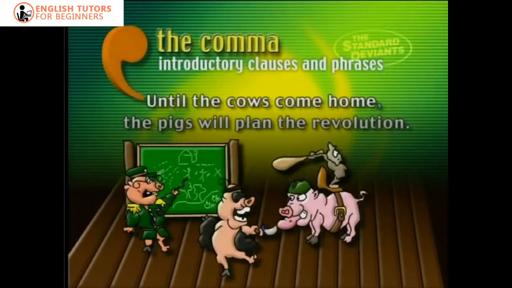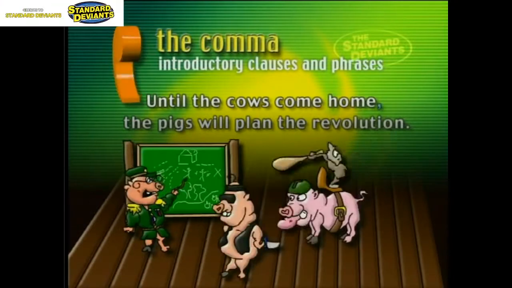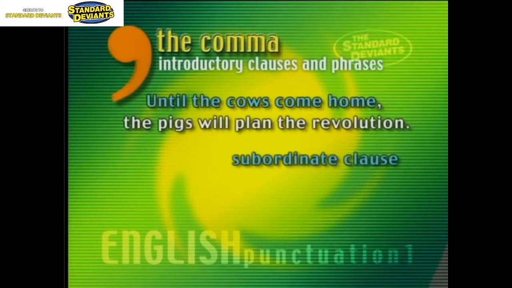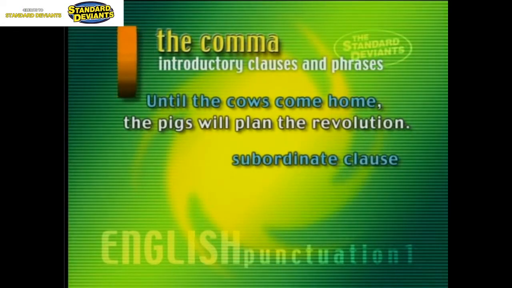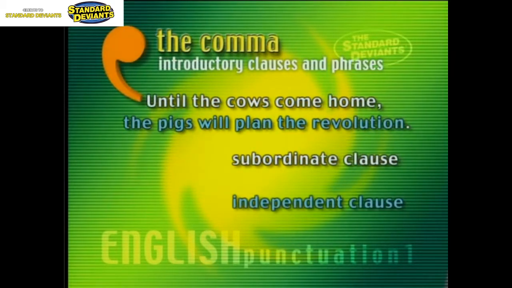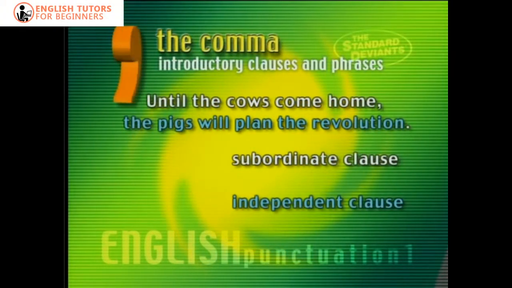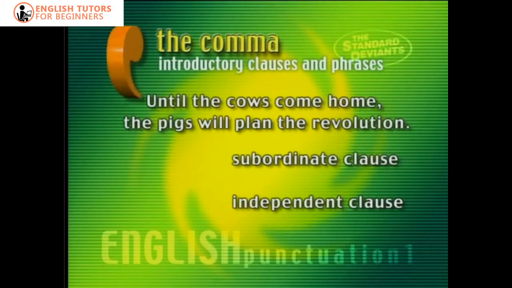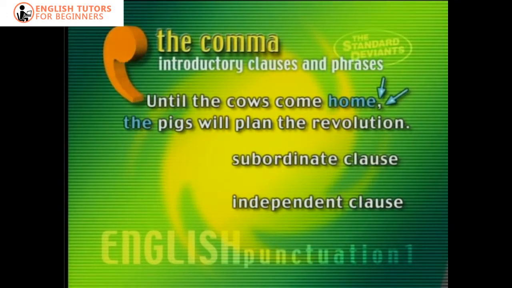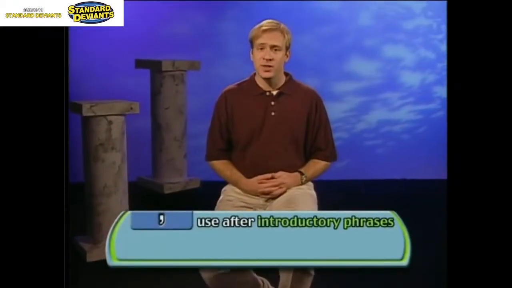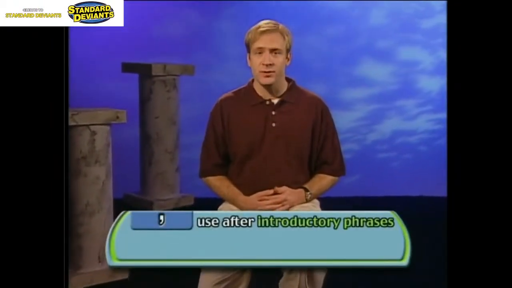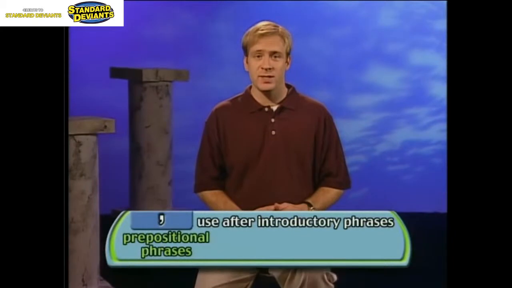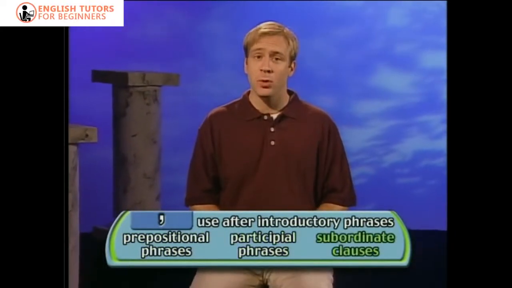Let's use the subordinate clause we just made about cows in a sentence. "Until the cows come home, the pigs will plan the revolution." Here we have our subordinate clause, "until the cows come home," tagged onto the independent clause, "the pigs will plan the revolution." According to the rule we just made, we absolutely have to put a comma after a subordinate clause, right there between home and the. So now we know to use commas after all kinds of introductory phrases, including prepositional phrases, participial phrases, and subordinate clauses.